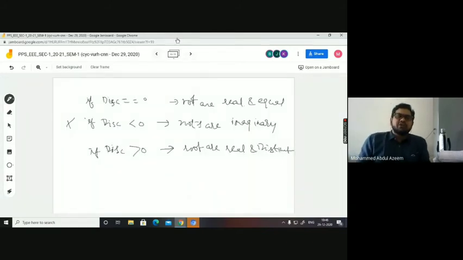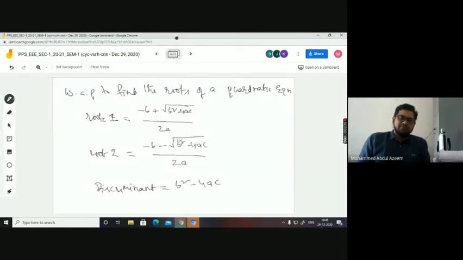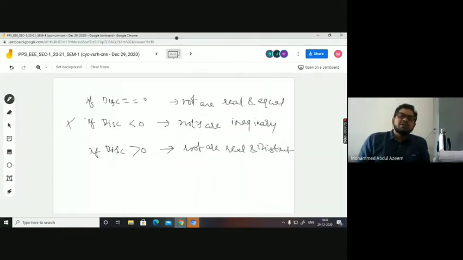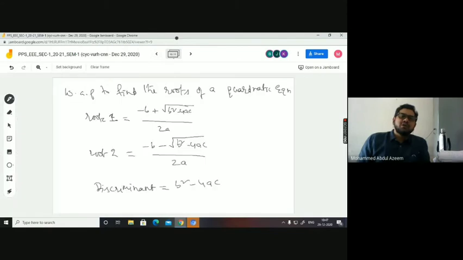So what could be its type? A, B, C can be integer, and when A, B, C are integer, discriminant also will be integer. Yes or no? But root 1 and root 2 can be float here. So first you have to identify. So this is called problem analysis, right?